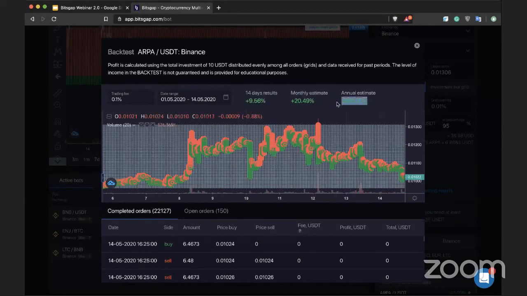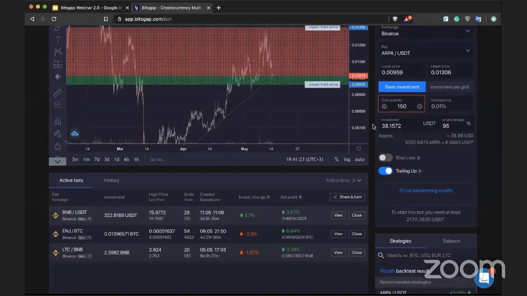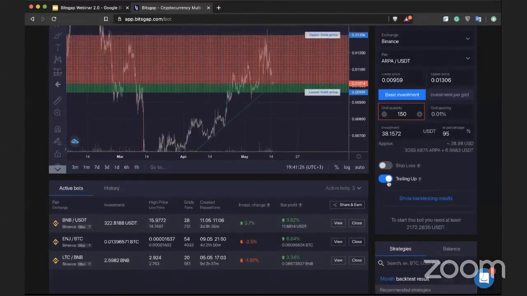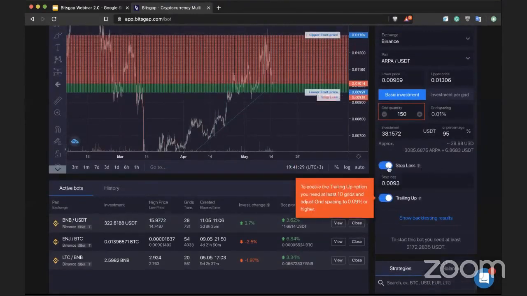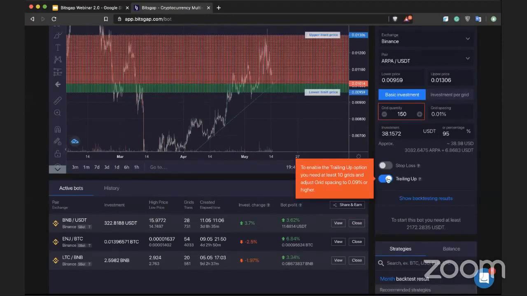Here is also the annual return. So if you, let's say, initiate the bot today, and then you come back to the Bitsgap page 1 year later, you can expect approximately this return if you have proper configuration and settings. If you use the trading up function, if you use stop loss, that always significantly affects the total return that you will generate.